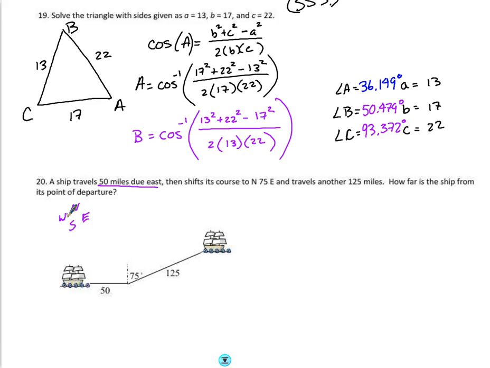I'm heading due east, so again, my ship is traveling this direction 50 miles. After I travel 50 miles, then it shifts a course that is north 75 east, so northeast 75 degrees. However, the bearing is all based off the initial position. So the initial value is north first, and I'm going northeast, so going from north to east. That's the 75 degrees that I'm going to add to that value.